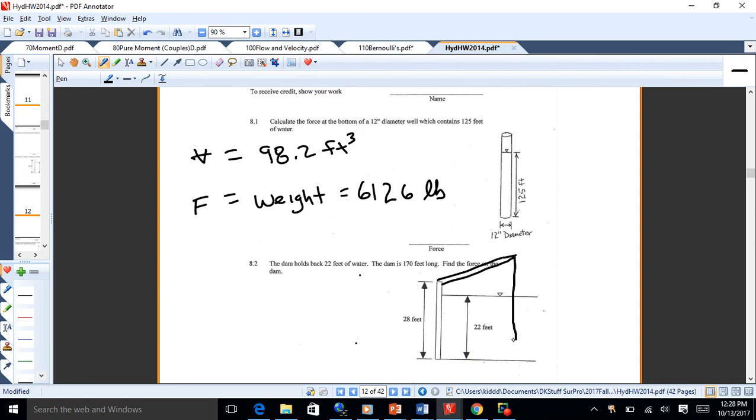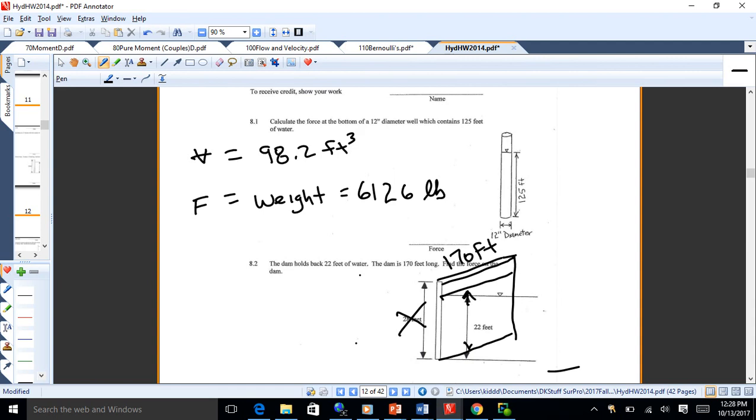Now the next one here, we've got a dam that basically has 22 feet of water on it. The dam is very long, 170 feet. So what you want to do is find the area of the water. One thing I point out on this is the 28 feet doesn't make any difference at all. The height of the wall of the dam doesn't matter. It's the height of the water that creates the pressure. Okay, so use the water height.